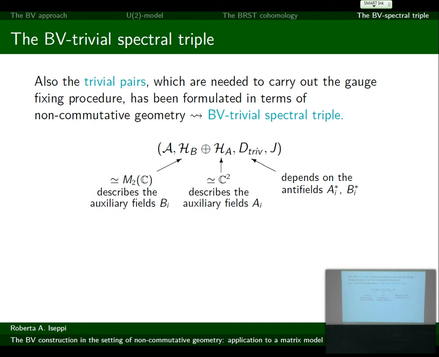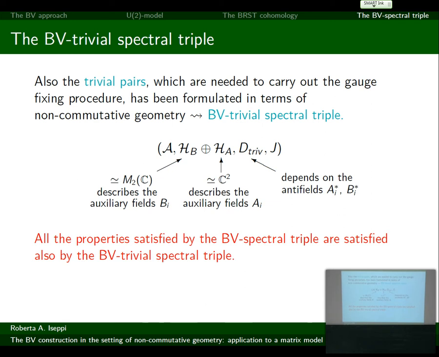So once again, the Hilbert space is given by a direct sum, and we have a first term that is just a copy of M2C, which describes the auxiliary fields BI that correspond to the CI. And this second term is a copy of C2, the auxiliary fields determined by E. And once again, we have the fields inside the Hilbert space, while inside the operator the corresponding anti-fields are the entries. So it's really the same structure, and once again, we are forced to introduce a real structure.